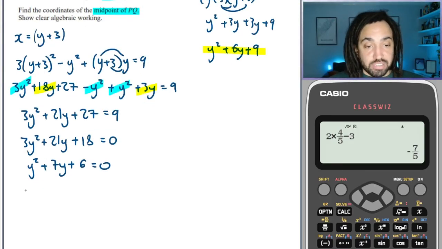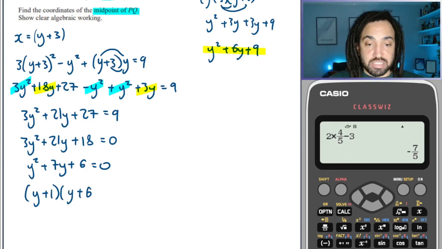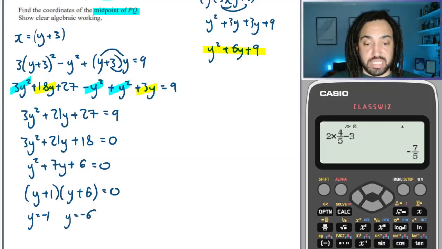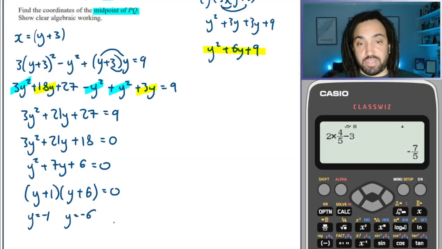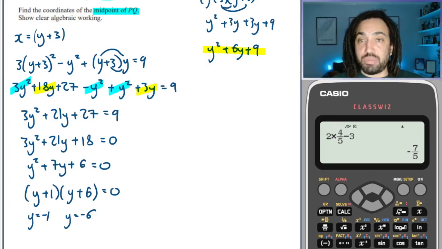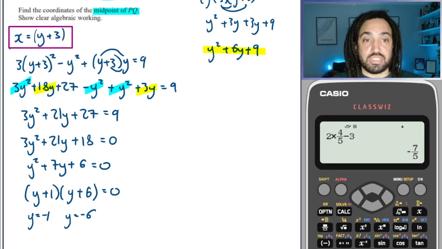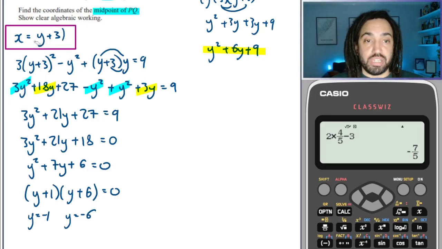Okay, this can be factorised. Two numbers that times to make 6 and add to make 7 are 1 and 6. Therefore, to make this bracket 0, y must equal minus 1, and to make this bracket 0, y must equal minus 6. Perfect.